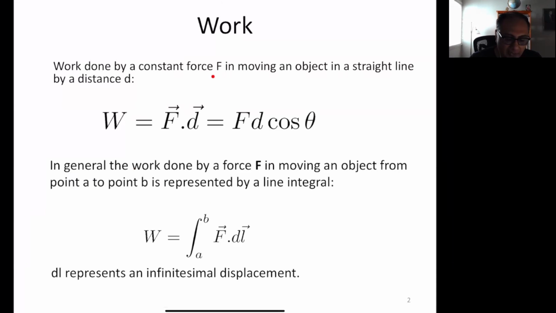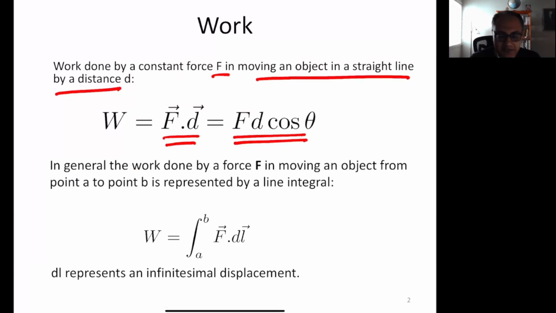So work done by a constant force in moving an object in a straight line by a distance d is given by F dot d, which is Fd cosine theta. You know this from physics 1. And this is if the force is constant and the object is moving in a straight line, then you have this formula, right?